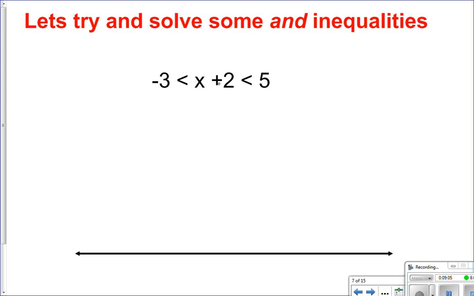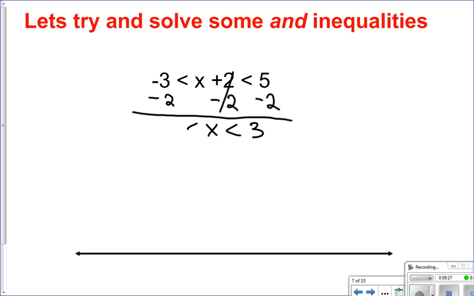But right now I have x plus 2, so I have to get rid of that 2. So I do the inverse operation. Since it's plus 2, I have to subtract 2 from everything. So 2 minus 2 will just give me x. I'm left with x. Now let's go to the right side. I have 5 minus 2, and that's 3. And then on the left side, I have -3 minus 2, which is -5. So the restrictions on my variable x is that it has to be greater than -5 and less than 3.